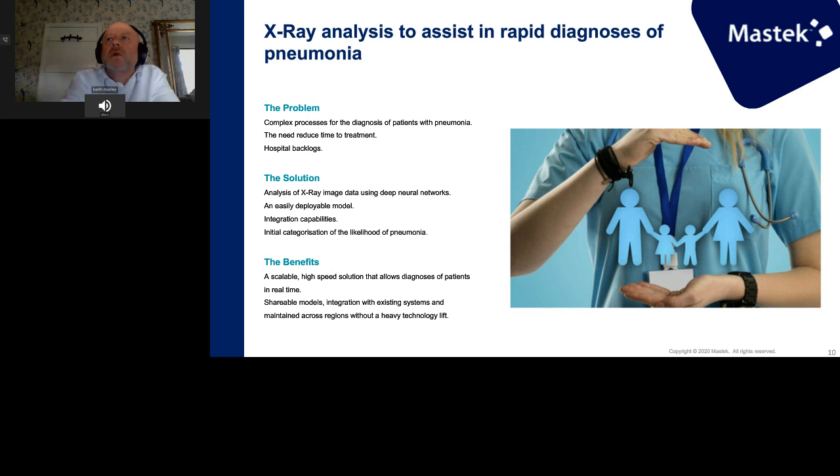Through use of neural nets and machine learning to speed up the rate of diagnosis and identify the patients most at risk so they can be prioritised, as well as help the NHS cope with staff shortages by making more effective use of the radiologists available. Using IA provides a scalable, high-speed solution with shareable models that allow for diagnosis of patients in real time and can integrate with any system.